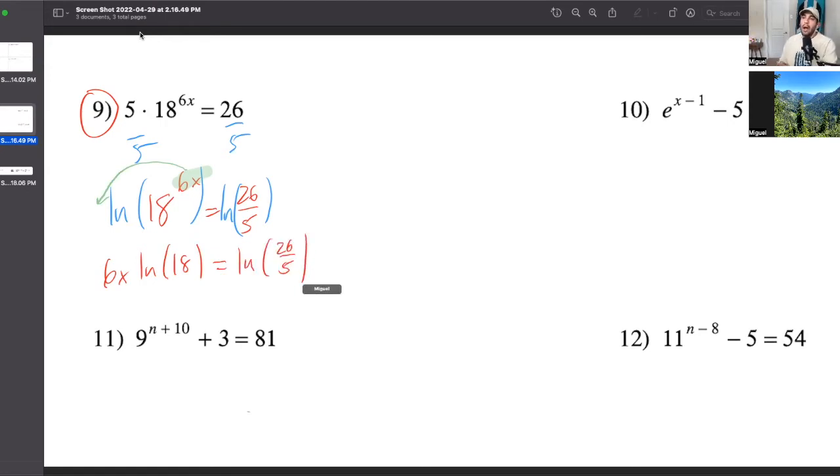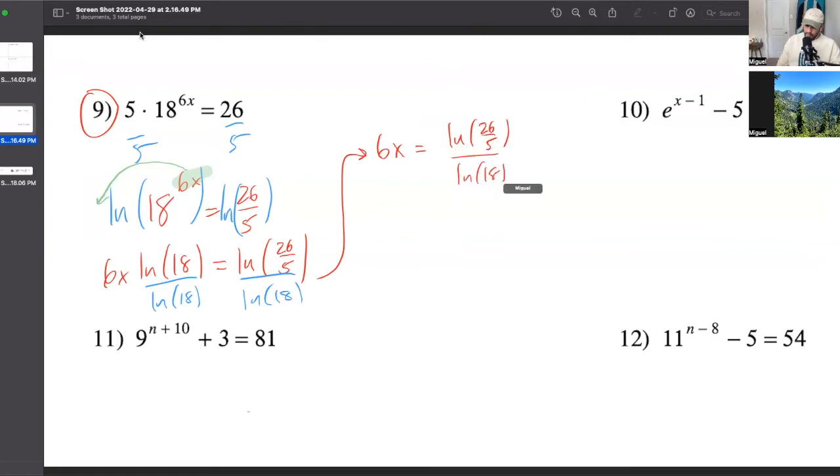Okay. I'm not going to simplify this until the very end, meaning I won't use my calculator until I'm officially done isolating the value of x. So what I'm going to go ahead and do is divide everything by natural log of 18. And that's going to give me 6x equals natural log of 26/5 divided by natural log of 18. And then the final step is to divide everything by 6. And this could become natural log of 26/5 over natural log of 18 times 6. That 6 can go on the bottom there.